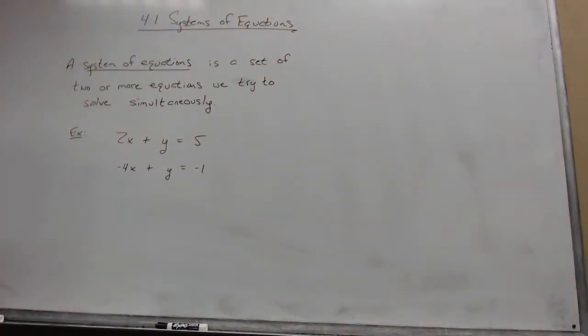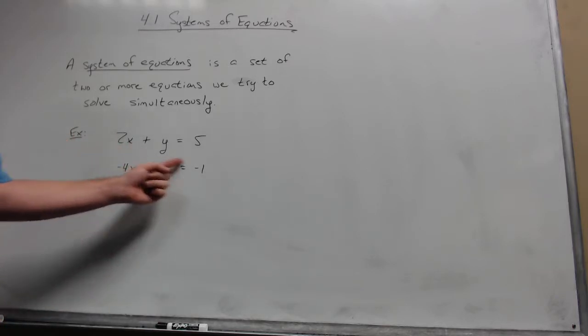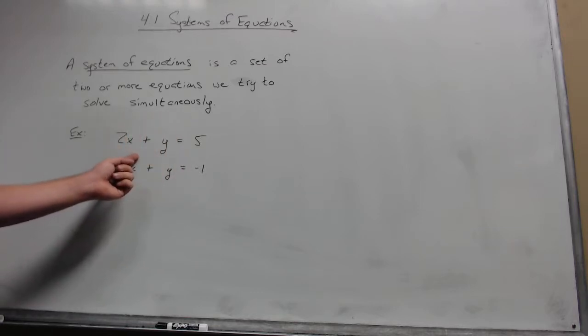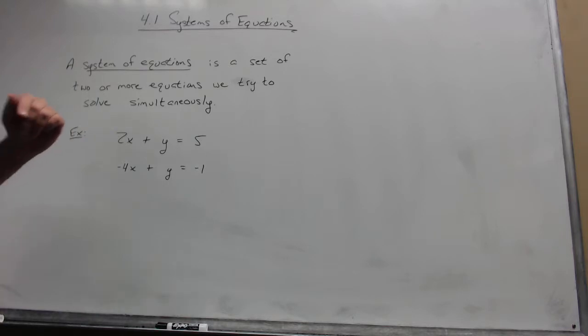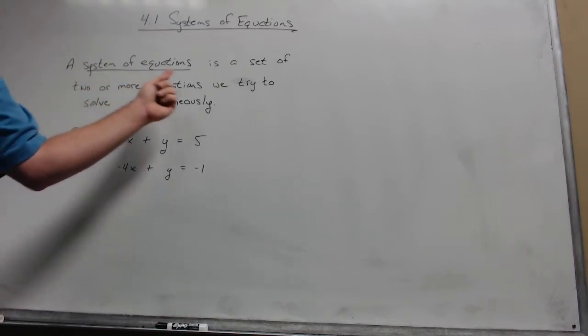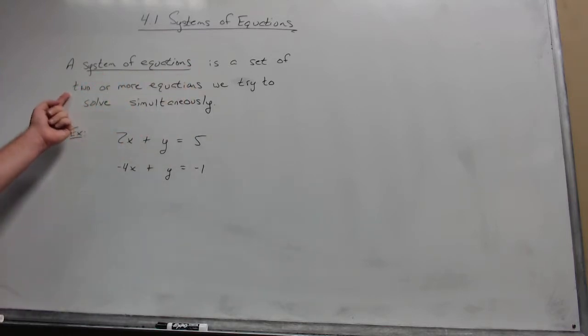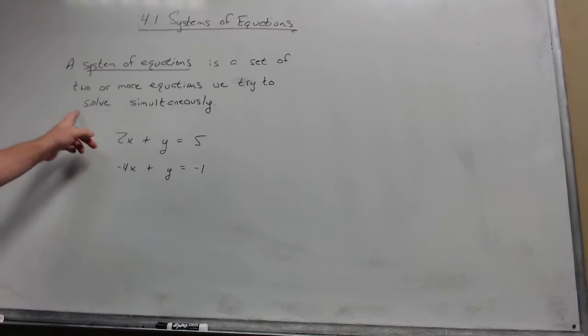Right. Here's the beginning of chapter 4, which is going to be closely related to chapter 3, in that we're still going to be looking at linear equations. The difference here is that instead of analyzing just one linear equation and checking out its graph, we're going to check out a system of equations. A system of equations is just a set of two or more equations, and we'll just stick with two, that we try to solve simultaneously.